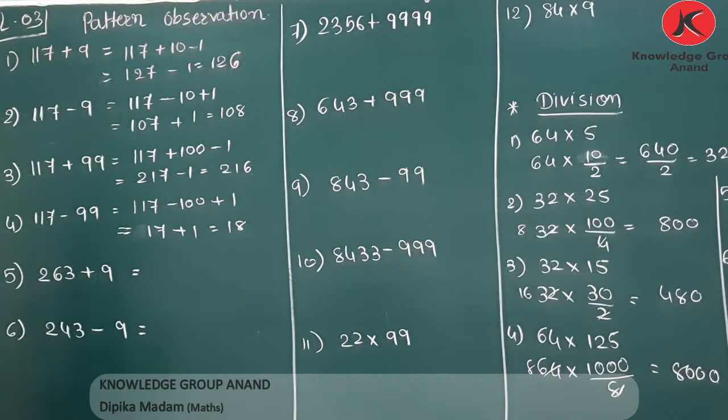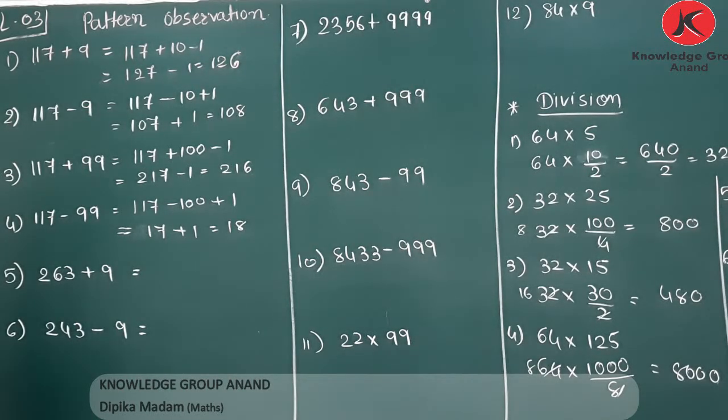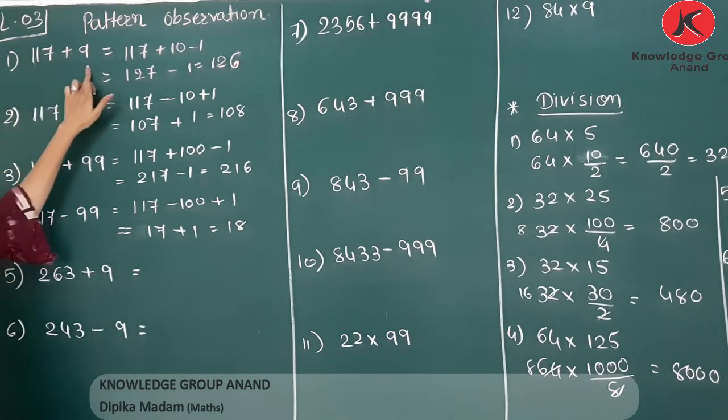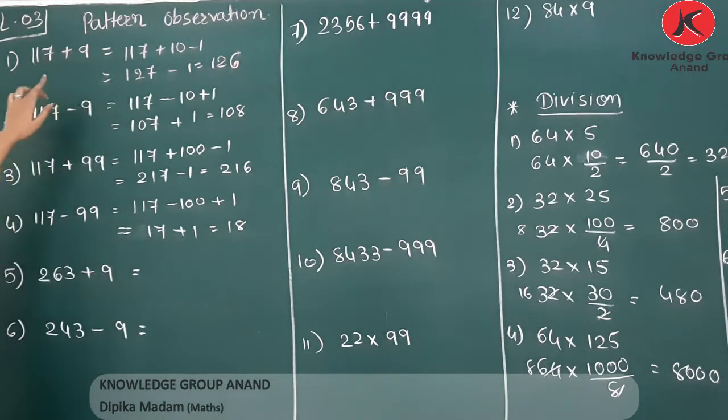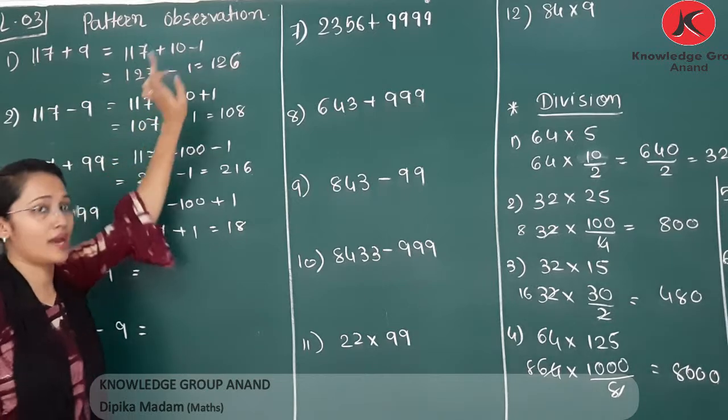How can we use the pattern to find the addition, subtraction, multiplication and division? Here, the first example that is given is 117 plus 9. It can be represented as 117 plus 10 minus 1.